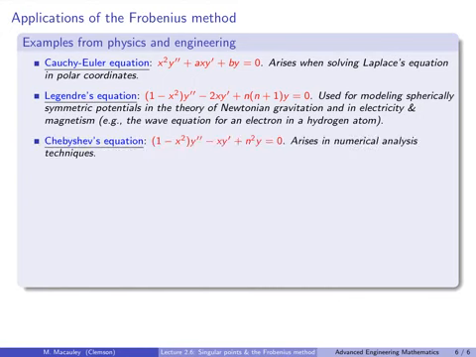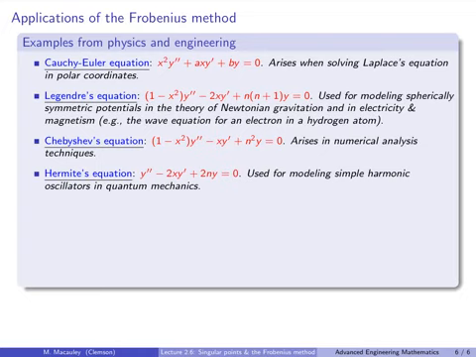Next is Chebyshev's equation. This is similar, the only difference is instead of a 2x here, you have an x. Instead of an n times (n plus 1), you have an n squared. This arises in numerical analysis techniques. Then Hermite's equation. This looks simpler, but it's actually going to be more complicated when it comes to Sturm-Liouville theory. y double prime minus 2x y prime plus 2n y. This is used for modeling simple harmonic oscillators in quantum mechanics.